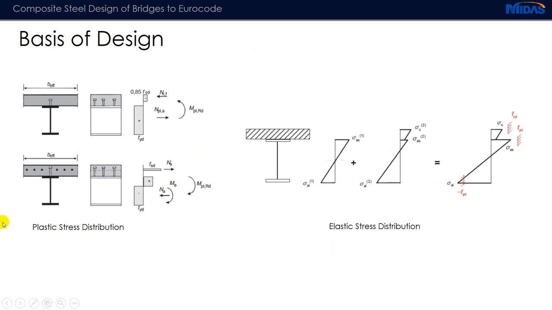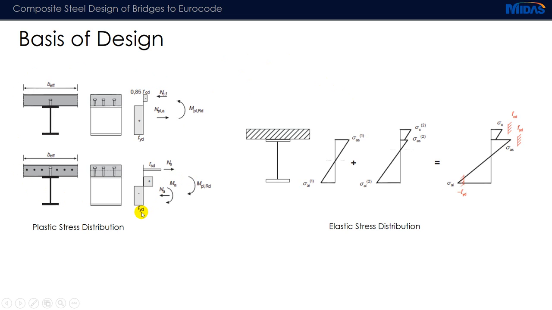So the basis of design. Composite steel girder design is always a two-step design process where we check everything. All the ULS checks are done at the steel only stage as well as on the composite stage, when the concrete is poured and acts compositely with the steel section. Okay, so here there are two examples shown.